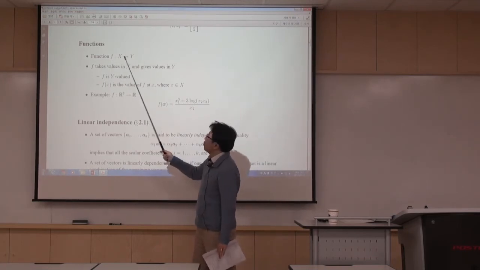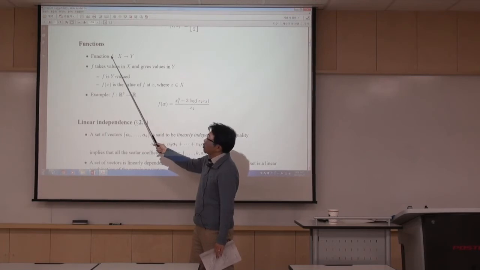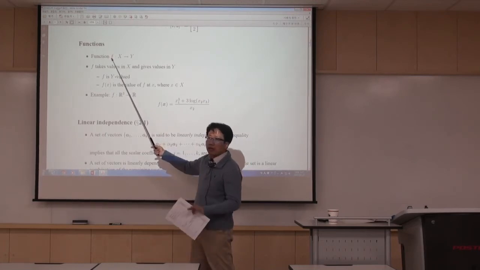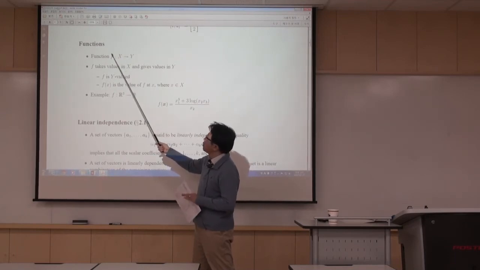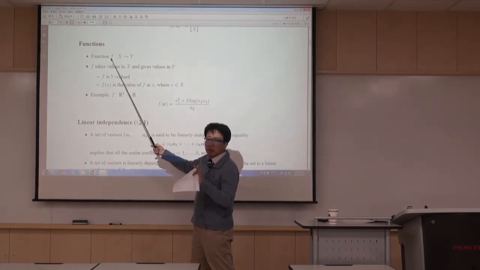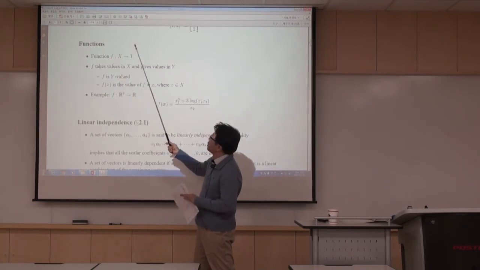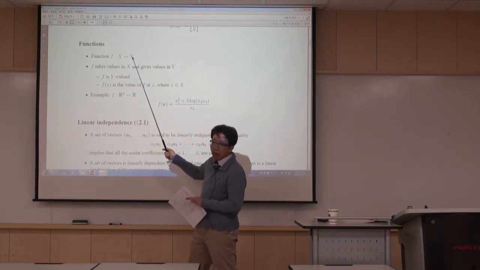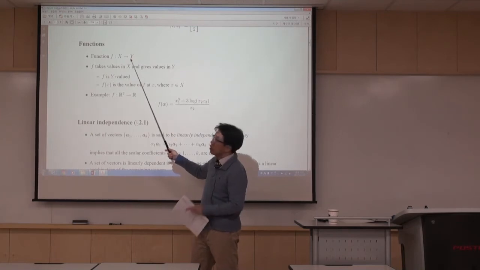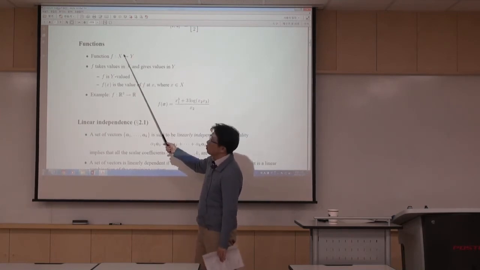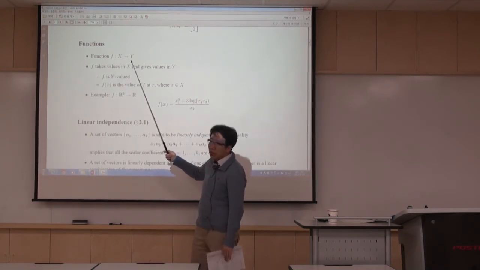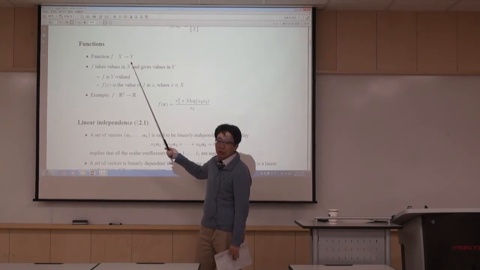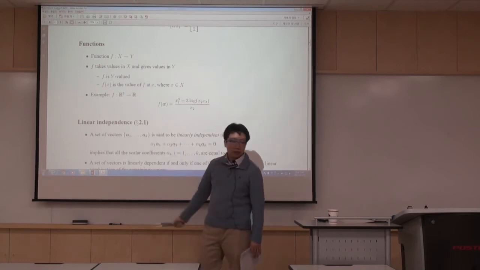What is this property? Your function is defined in the domain X, and your function value is a member or an element of this range set Y. Got it? So let me repeat. This is called the domain of the function f, and this set is called the range, the set Y.